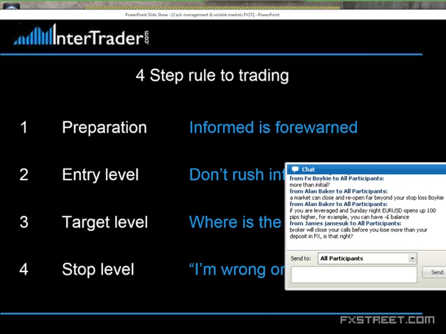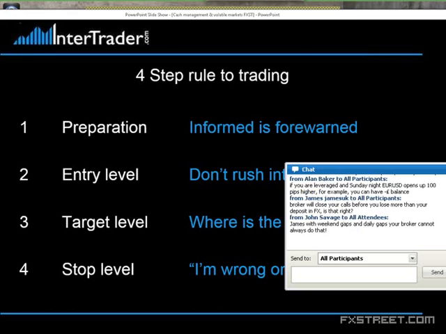Your stop level, be it a trailing stop, a finite stop, or your averaged position, you should have some idea, be it a price or a monetary value, of where you're going to stop, where you've just taken on too much risk or you're just wrong, okay?